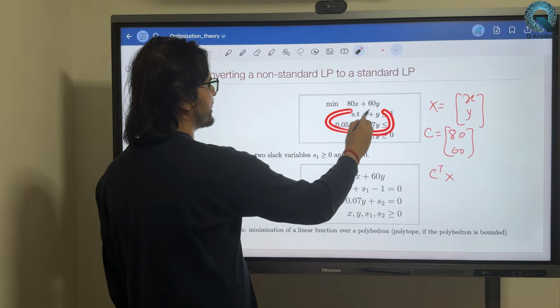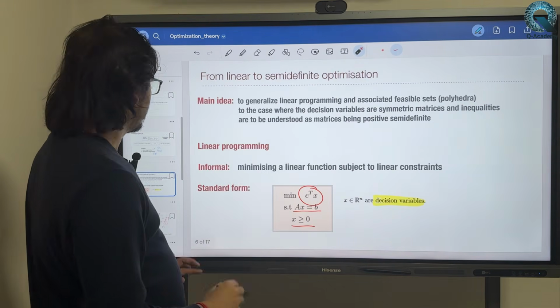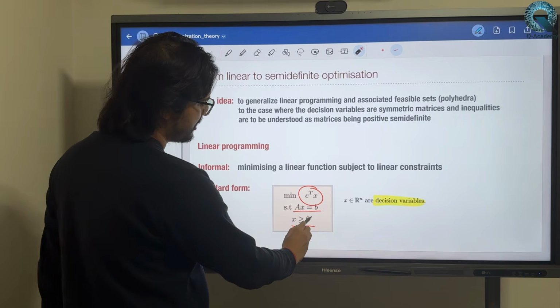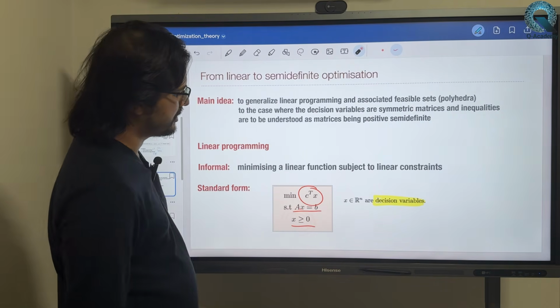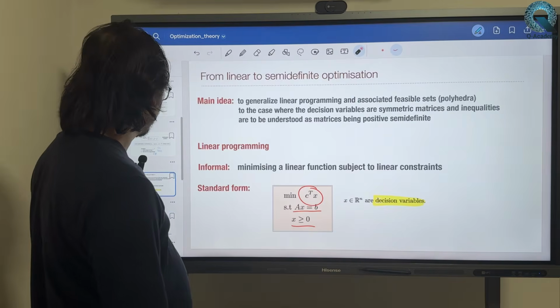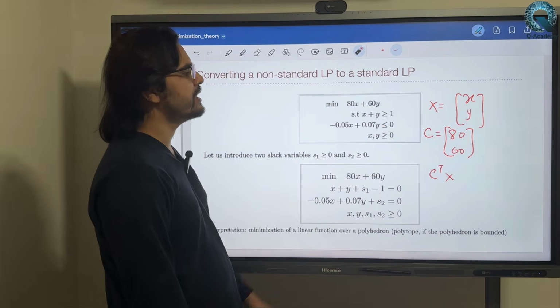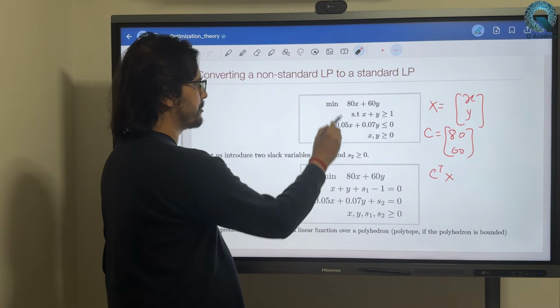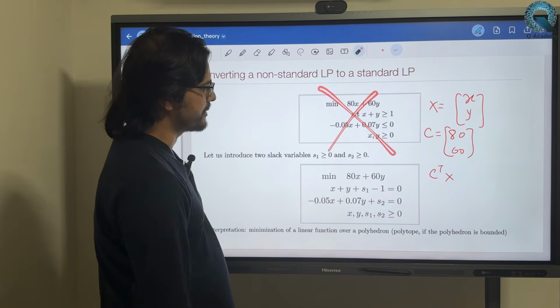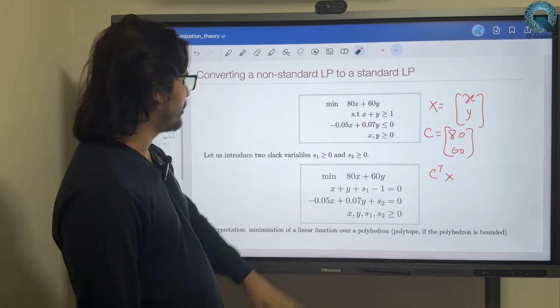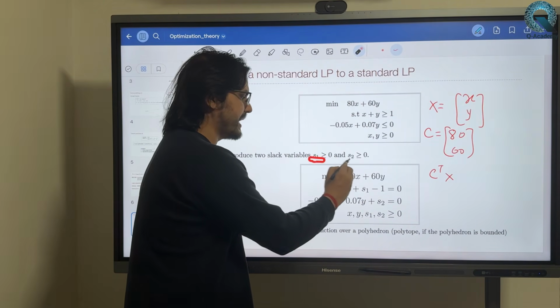Why are they not in the standard form? Because in the standard form you have equality constraints and non-negativity constraints, but here we have inequality constraints. So clearly this is not in the standard form. We can convert it into standard form using something called slack variables.